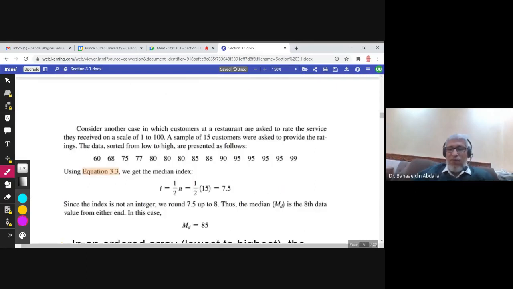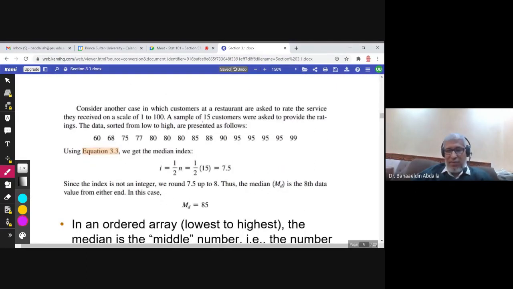If we have 15 numbers, 15 customers like here, these are 15 numbers sorted from low to high. If it is not sorted, you have to sort the data first and then find the median index. We have 15 numbers, 15 divided by 2, 7.5. This is not an integer, so you have to round it up to 8. And now where is the value number 8? 1, 2, 3, 4, 5, 6, 7. This is the 8th position. So 85 is the median.